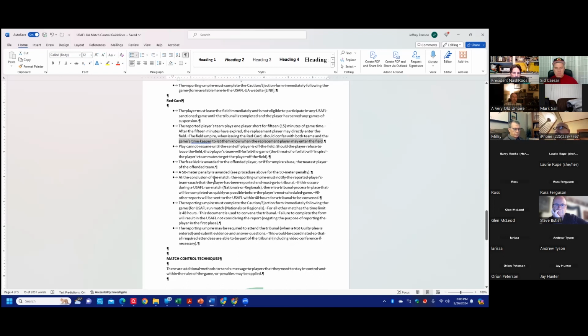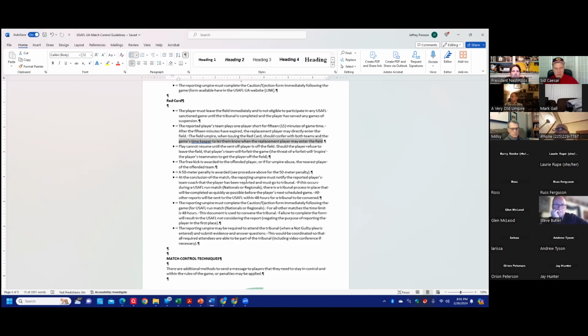And then at the conclusion of the match, the reporting umpire must notify the reported player's coach and the player that they've been reported and must go to tribunal. That's usually pretty straightforward. They already pretty much know it, especially at the tournaments. You want to do that literally as soon as the siren goes. Find that head coach and just say, number 11 white, I'm going to do the paperwork. He's going to have to go to tribunal before he can play again.